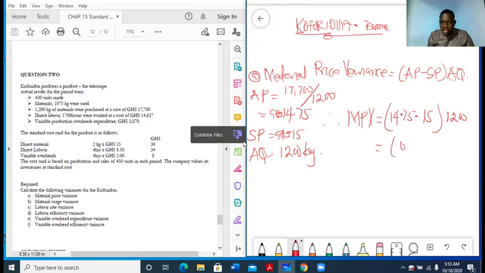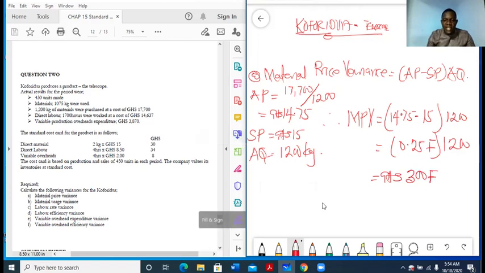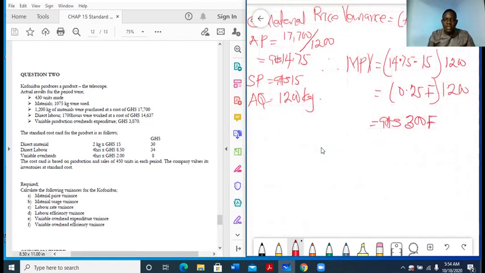So we have 0.25 favorable, multiplied by 1,200. That gives us 300 Ghana cedis favorable. Good. The next is for us to determine the material usage variance.